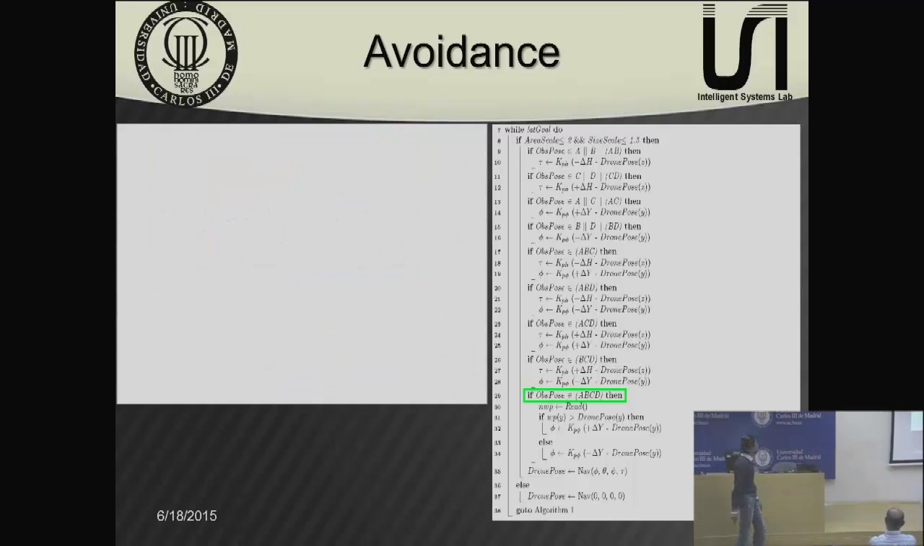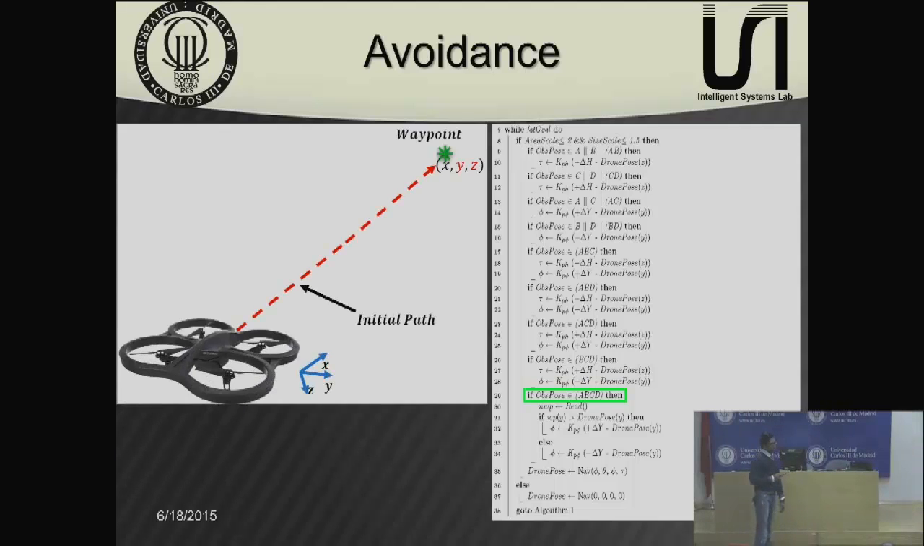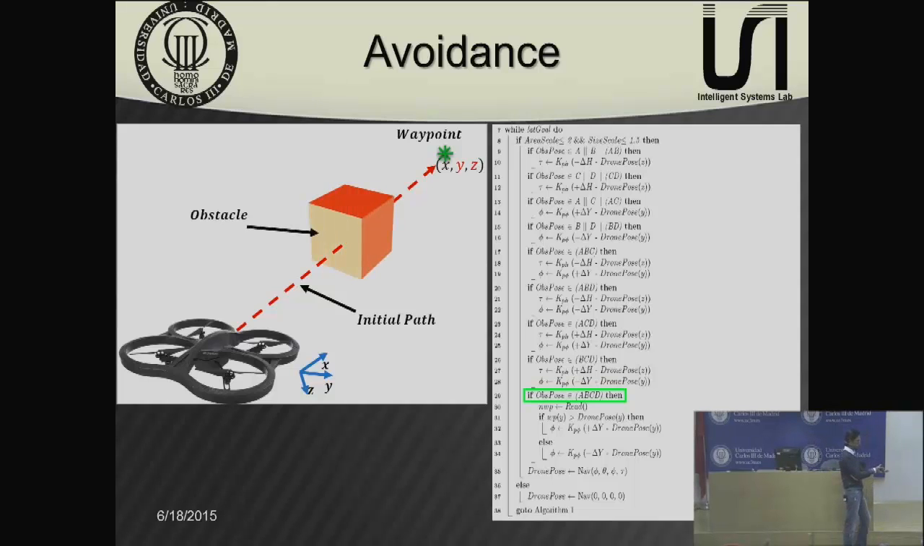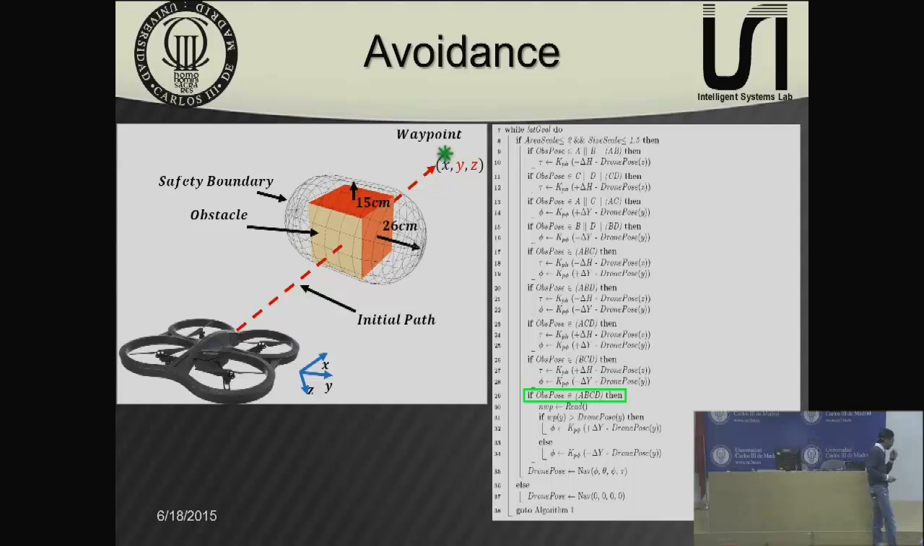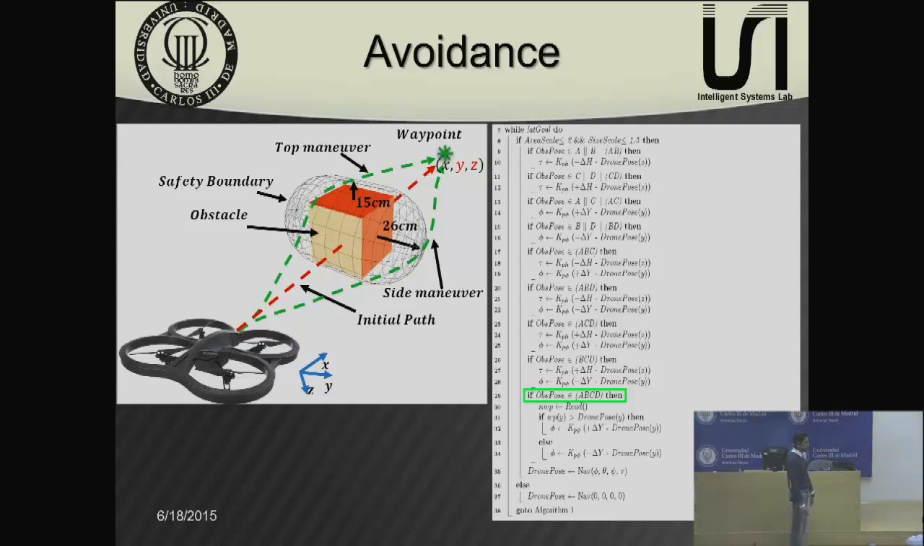what we have here, the first thing, we will take our next waypoint. We have the next waypoint, and we have this obstacle, which is in the whole patch. We have our safety boundary, which is 26 centimeters on both sides and 15 centimeters on top and down. So comparing the YZ of the obstacle with the YZ of the drone, we can select the shortest path: a side maneuver, a top-down maneuver, or a diagonal maneuver.